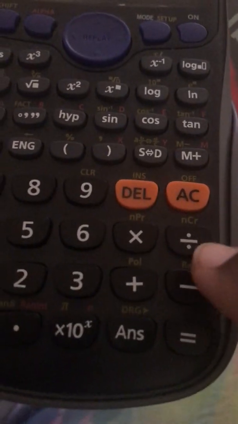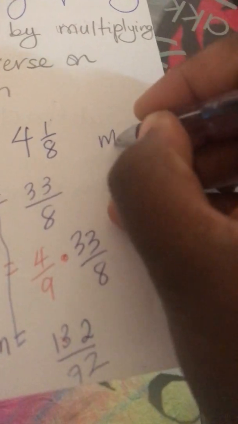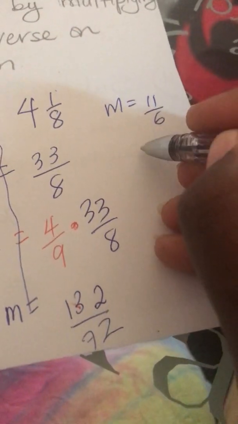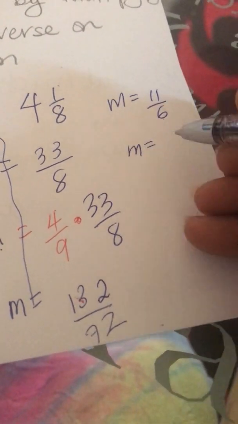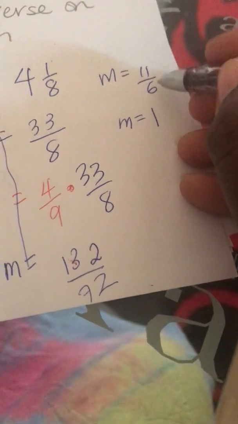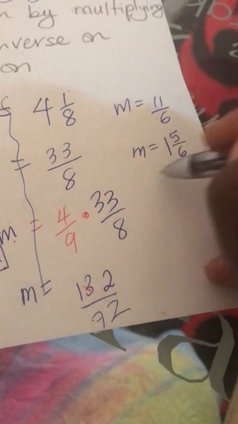See how I am doing my work without the calculator. So 132 divided by 72, you get 11 over 6. So m equals 11 over 6. Change this to a mixed number. 6 goes there one time. 11 minus 6 is 5. So this is your answer.